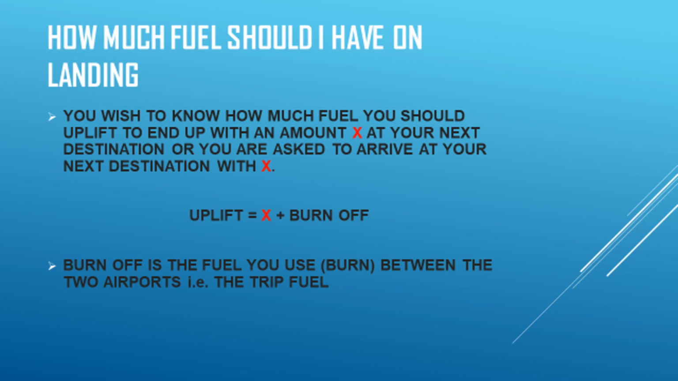So burn off is basically the fuel you use between the two airports, which is just another name for trip fuel. So on this slide, I think it's pretty simple and self-explanatory. And now we are going to move on to the other slide, which is how high should you be from a published waypoint ahead in descent. Let's move on, and as I keep saying, examples will follow once we finish explaining all these presentations.